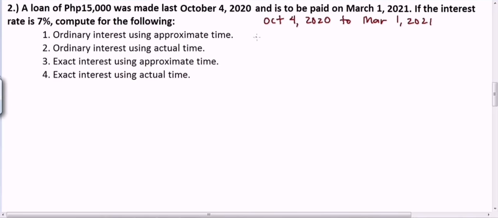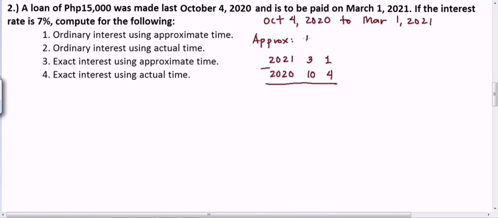Okay? So, approximate muna ang computin natin. So, 2021, okay, March is 3, and then 1 yung day. Okay, and then yung October 4, so 2020, October is 10, ayan, bilang pa ako, and then 4. Okay, so subtract natin ito. So, 1 day minus 4 days cannot be, kasi kulang siya.